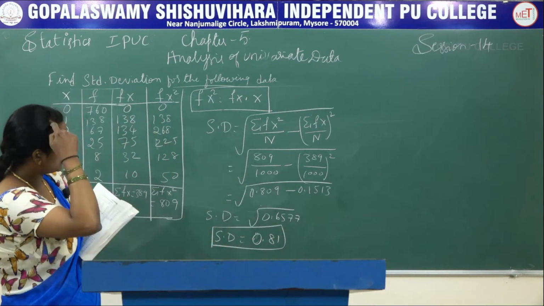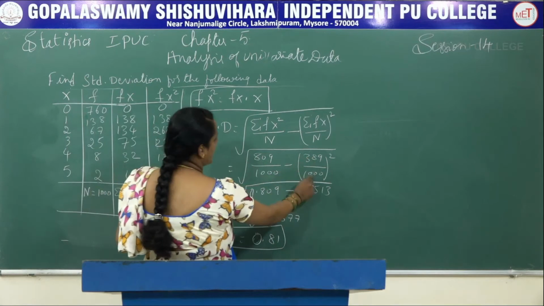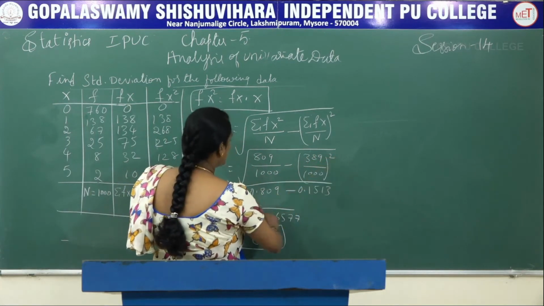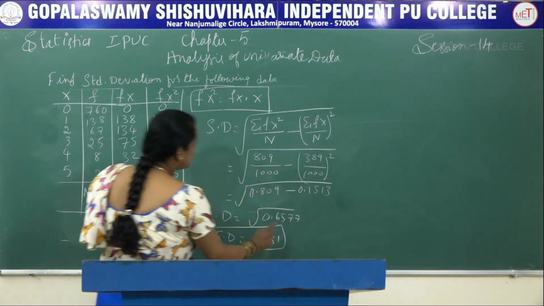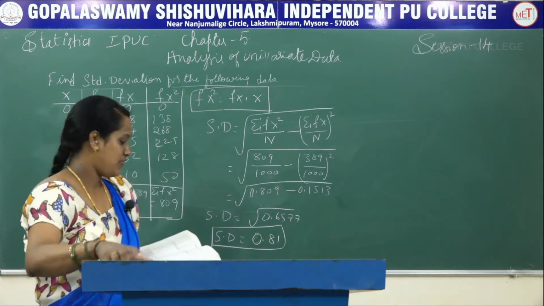Step by step I have written here. First we divide, then take the square, then subtract. After that, for this value you take the square root. Okay, next one.